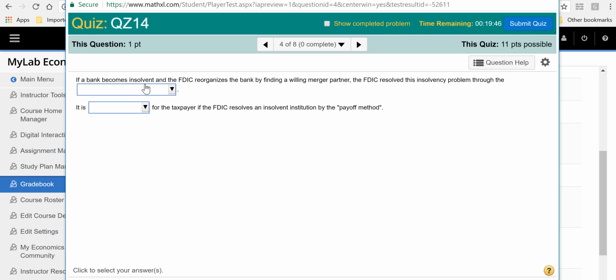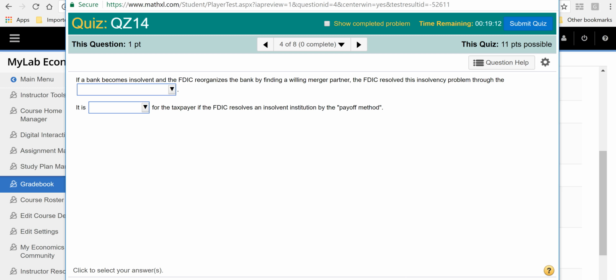And this is question number 4 of quiz 14. If a bank becomes insolvent and the FDIC reorganizes the bank by finding a willing merger partner, the FDIC resolved this insolvency problem through... So in the book, we talk about basically two primary methods that the FDIC can resolve an insolvent bank.